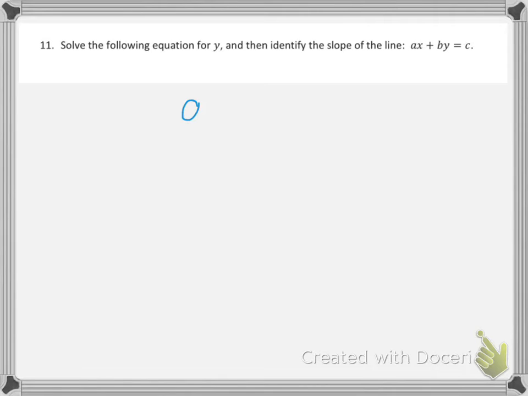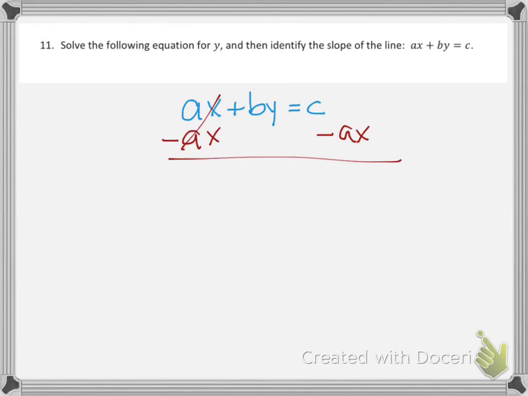Let's try this one. The equation is ax plus by is equal to c, and I want to find the slope. Well, in order to find the slope, again, I'm just going to isolate the y. So I'm going to subtract a times x from both sides. That cancels on the left side. I get b times y is equal to negative ax plus c. And then I'm going to multiply by the reciprocal of b. So I'm going to multiply by 1 over b.